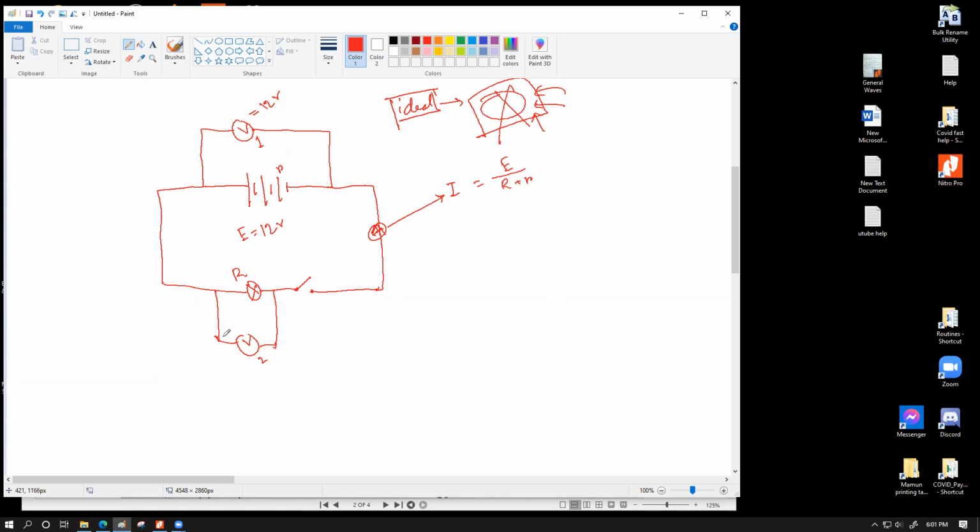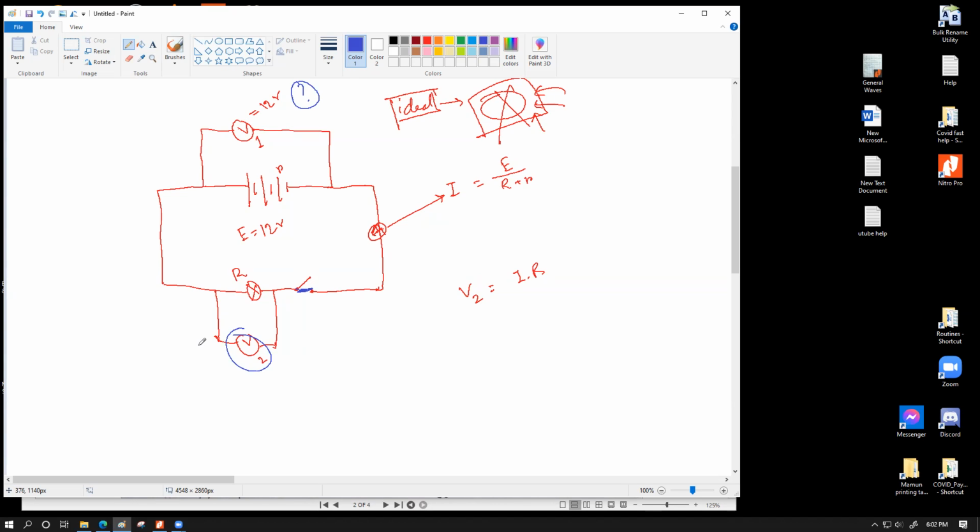Let's say the voltage across the load resistance, I'm going to write V2. This would be I into R, and the V1 should be either 12 or it should be something else. Now my question to you kids, when the switch is closed, what should be the V1 reading and what should be the V2 reading?